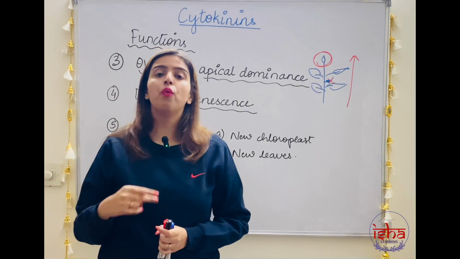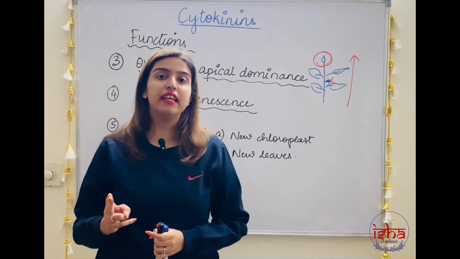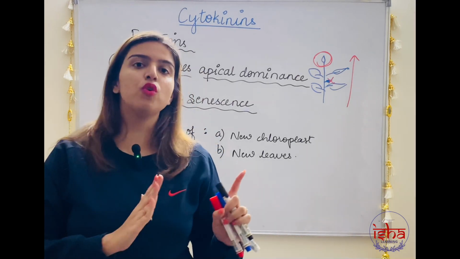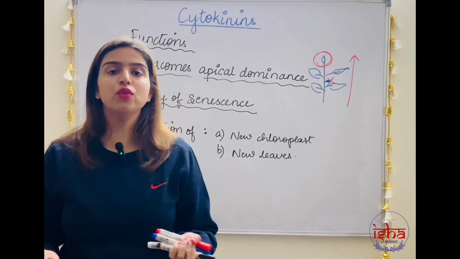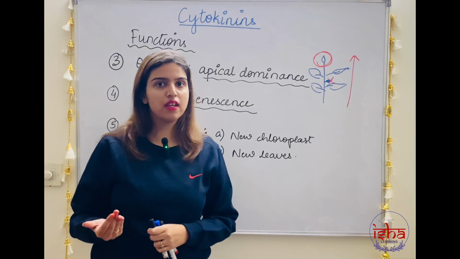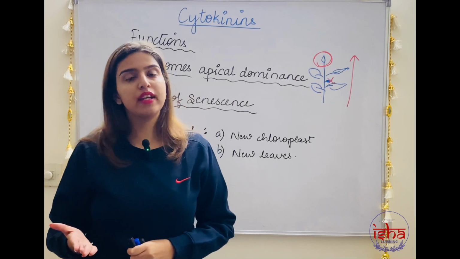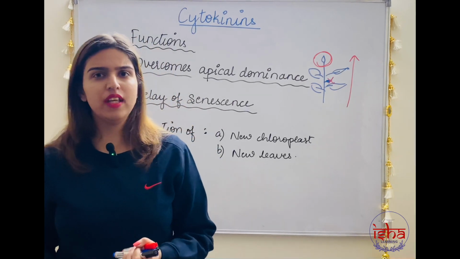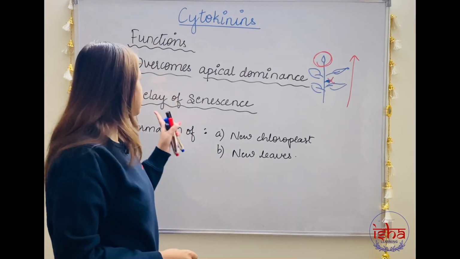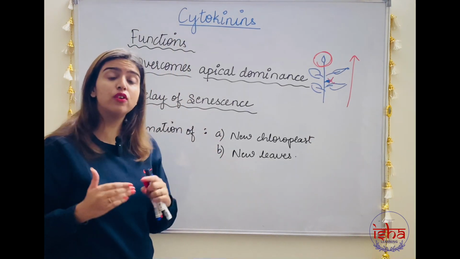Number two, whatever chlorophyll is there in that leaf is going to be broken down. And whatever can be reabsorbed from the chlorophyll, the plant is going to reabsorb and use for forming the newer leaves. So eventually chlorophyll breakdown will cause yellowing of leaves and these yellow leaves fall off. What cytokinins do is that they delay the falling of leaves.